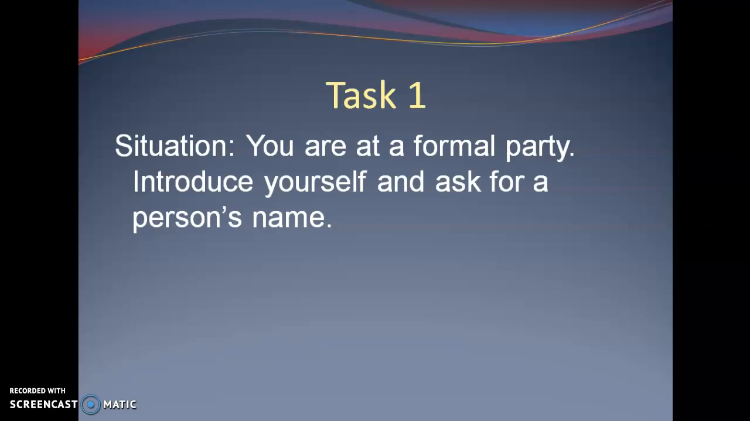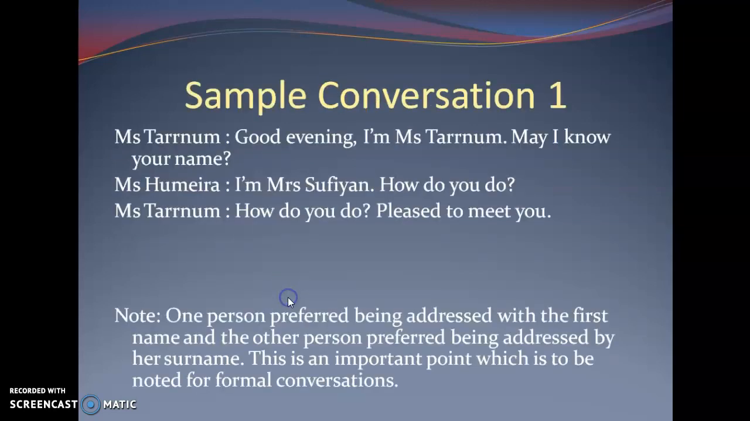Now let us read the task. The situation is that you are at a formal party. Now remember, formal party, for that I have taught "may I." Introduce yourself and ask for a person's name. That means you have met someone at the gathering and you are asking that person his or her name, and at the same time you are introducing yourself. That means sharing your name. Now let us see the sample conversation that we have for our guidance.